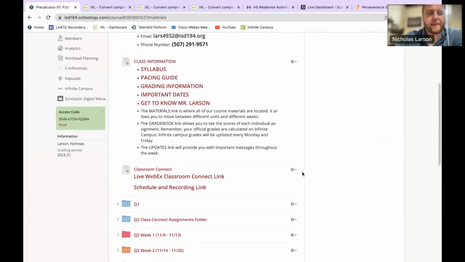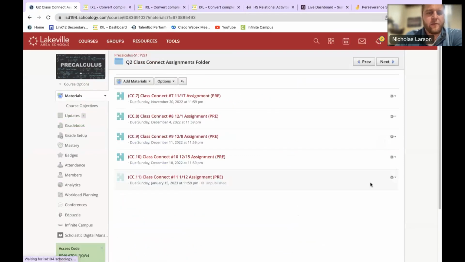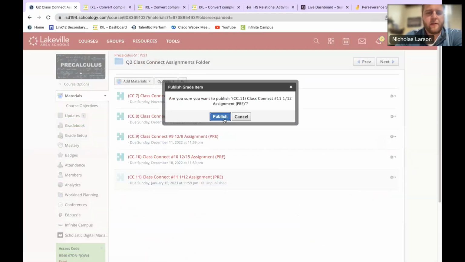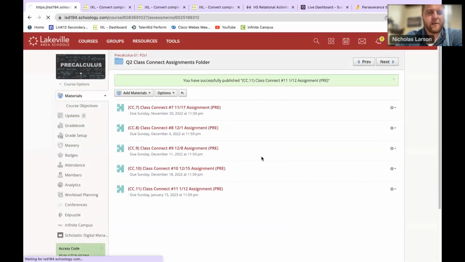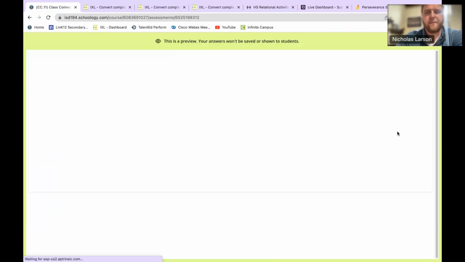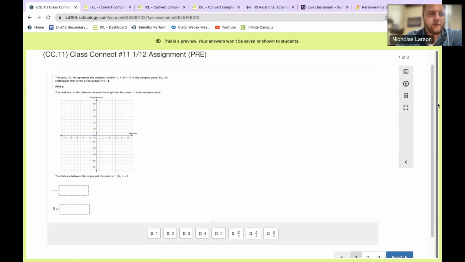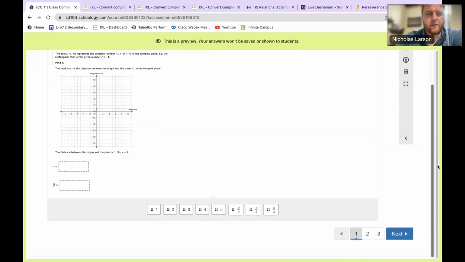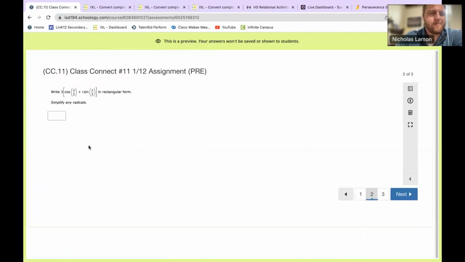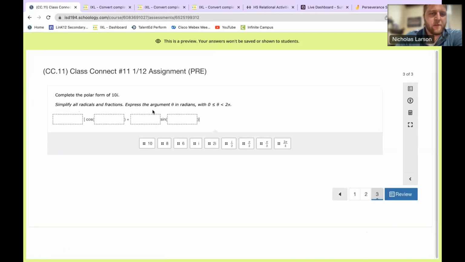Your Class Connect assignment: show me that you watched the recording. It's going to be talking about those 3 examples we just did. Tell me what R is, tell me what theta is. We've just solved this one. This is the example we did in rectangular form, and simplify all radicals and expressions. This would be the third example, 10 pi over 2 plus I pi over 2.